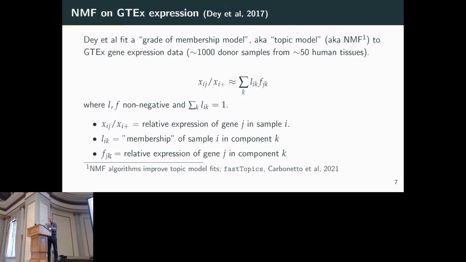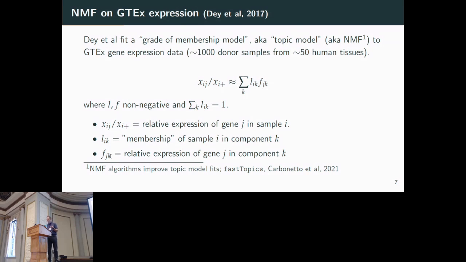And you can think of F as representing the relative gene expression of gene j in component k. So each component you can think of as being a set of expression levels at the 10,000 genes. So that's what F is representing, a bunch of expression levels. And you're trying to find those kind of canonical vectors of expression levels such that you can represent each sample as a combination of those.